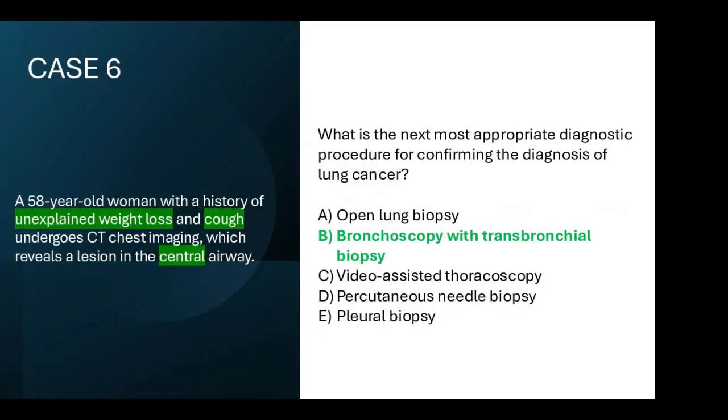Video-assisted thoracoscopy as well as percutaneous needle biopsy, they are both methods useful for biopsying lesions in the peripheral part of the lungs. Because this is in the central airway, it's easier to go with a camera down through the throat and get a sample. Whereas in the peripheries, that's not a feasible option. If we go to the center, it can cause lots of complications, which is why we want a percutaneous access via the peripheries, which is why we would go for those options. And pleural biopsy, again, this is a cancer in the airway, so a pleural biopsy would not be very helpful.